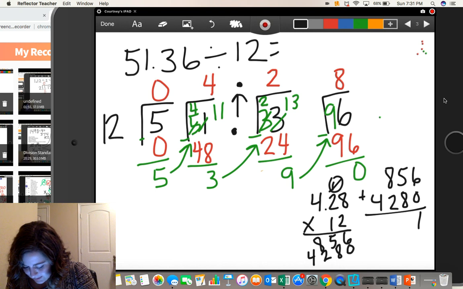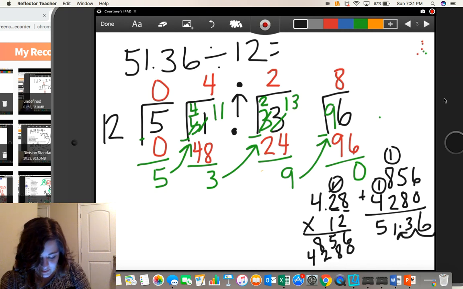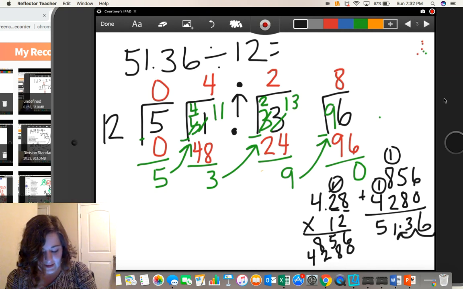6 plus 0 is 6. 8 plus 5 is 13. 9 plus 2 is 11. 1 plus 4 is 5. And there are two numbers after a decimal, so I'll move my decimal 2 spaces. Gives me 51 and 36/100, just like my divisor that I started with.